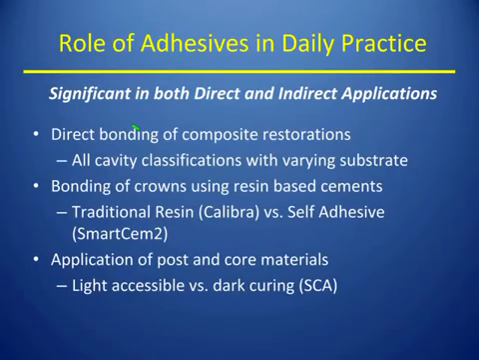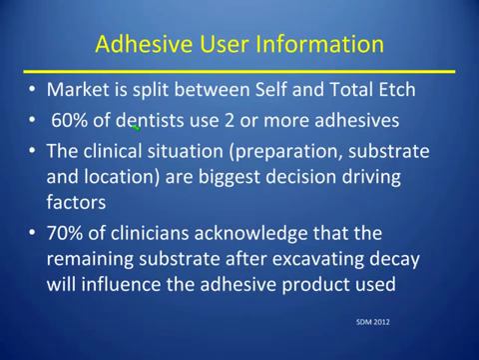The marketplace itself is very split between self-etch and total etch products. Most dentists, in fact, 60% or more, report that they use 2 or more adhesive products. Clinicians do acknowledge that the preparation, the location, the substrate we're trying to bond to are all driving factors in what materials we use. And while clinicians tell us that they look at the substrate after they prep and then choose the adhesive product to apply there, I would argue that most of us are doing the opposite. We're picking a product and then applying that regardless of what the restoration or what the preparation looked like.